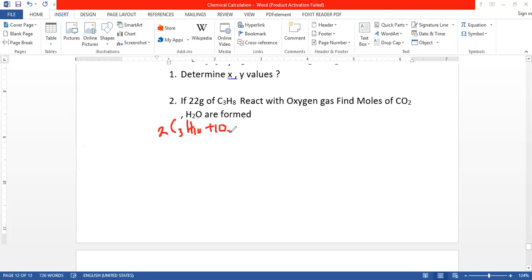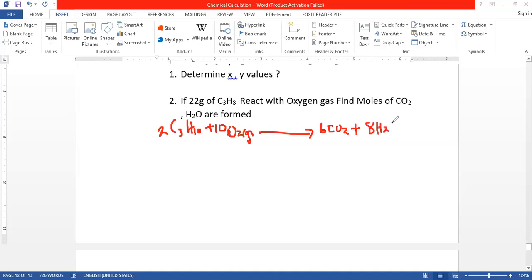No problem. You don't need to think about the simplified ratio. That's not the problem for doing this question. And how many carbon dioxide? 6 carbon dioxide. And how much water? 8 water, right? Okay.